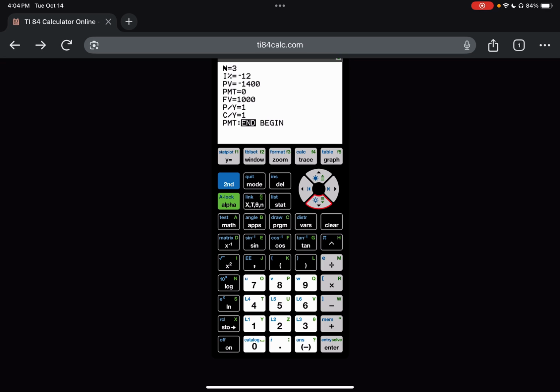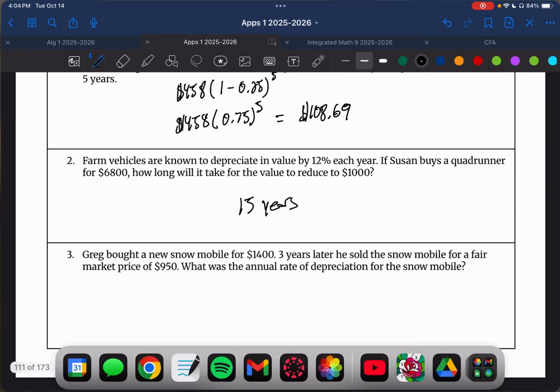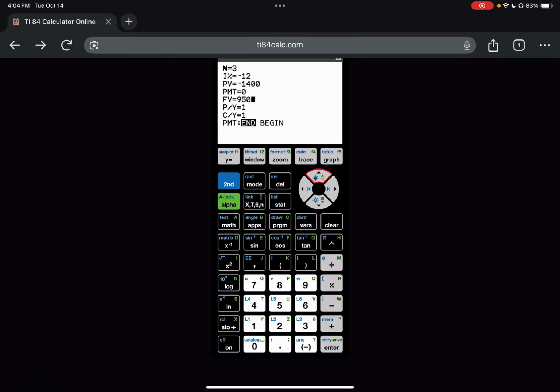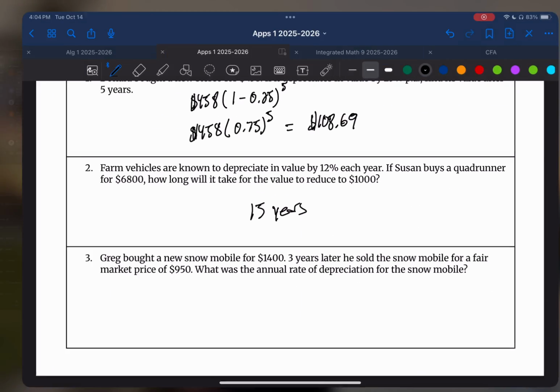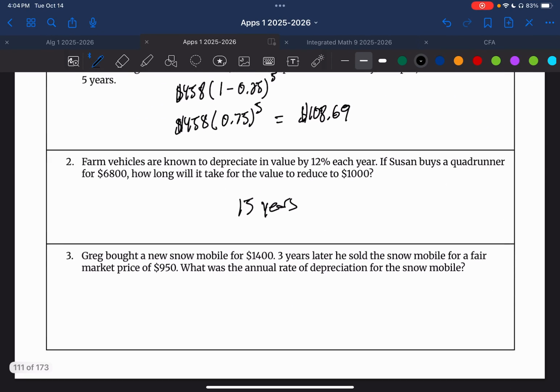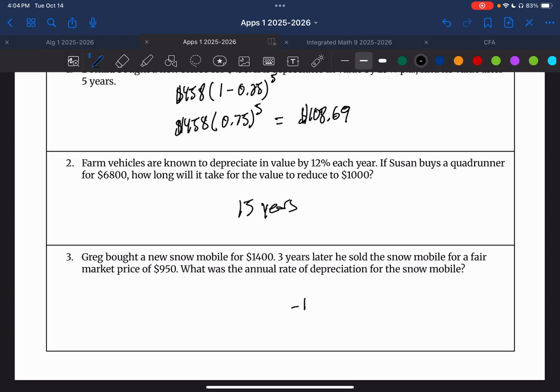No PMT. Future value, you want to figure out how is it going to fall to 950 over 3 years? What does the interest rate need to be? Well, negative 12.125, meaning that it needs to depreciate at a rate of, so the depreciation rate is 12.1%.